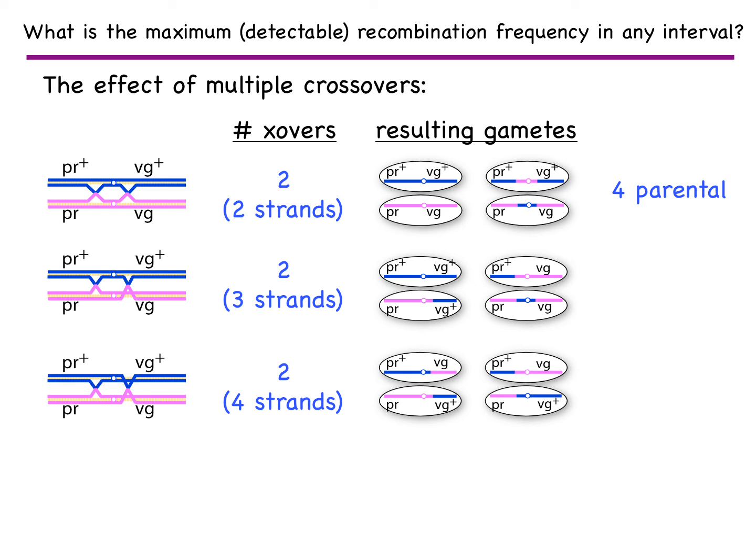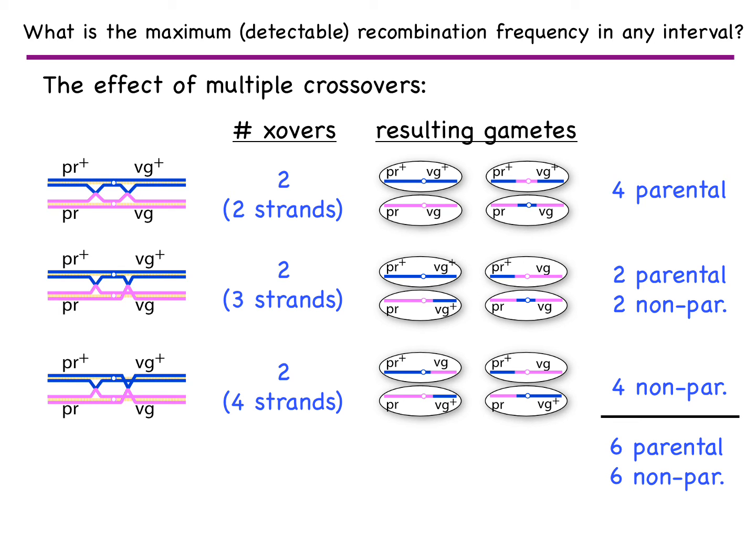Now let's consider a double crossover that involves three strands of the DNA. If you look closely at the products, you'd see that two of them are parental and two are non-parental, two are recombinant types. The third type of double crossover involves all four strands, and when that happens, all four of the products are recombinant types. Given that all three of these double crossover events are equally likely, on average about half of the products are going to be parental and half are going to be non-parental.